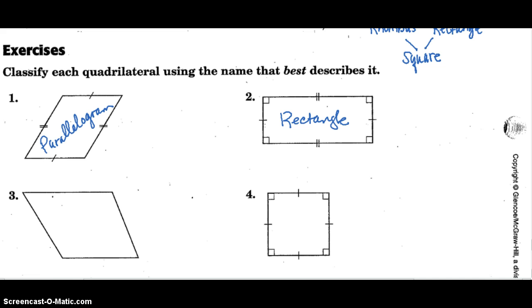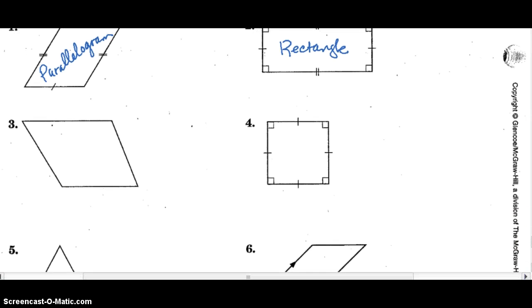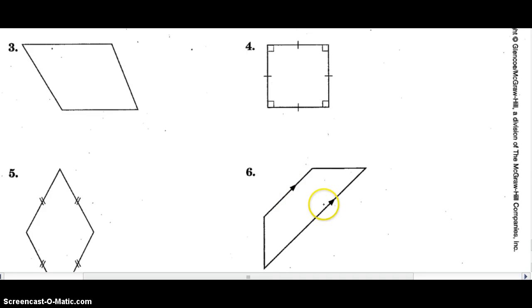Number 3, do I know parallel? They don't look parallel. If they mean for them to be parallel, they'll be like number 6. There will be some arrows. So I don't know parallel. I don't know right angles. I don't even know equal angles. The best I can say about this picture is that it's a quadrilateral. I do not know anything else except that it has 1, 2, 3, 4 sides.